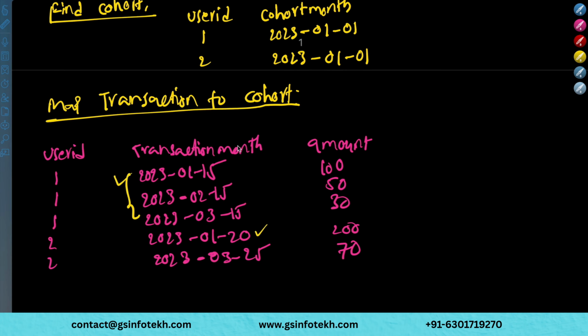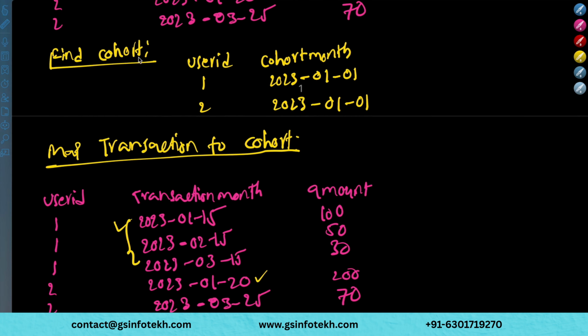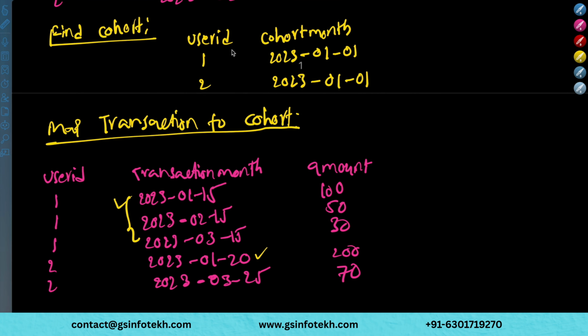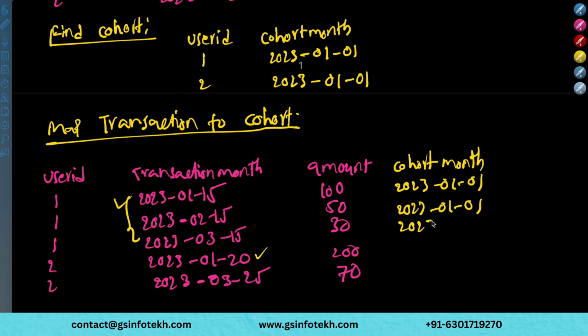So when I say mapping, I just need to map user level data. So I need to map this cohort with respect to the transaction month. Now when I map, I will get a new column called cohort month. Corresponding to user ID one, I will have 2023-01-01, and the second user is also in the same cohort month, 2023-01-01.